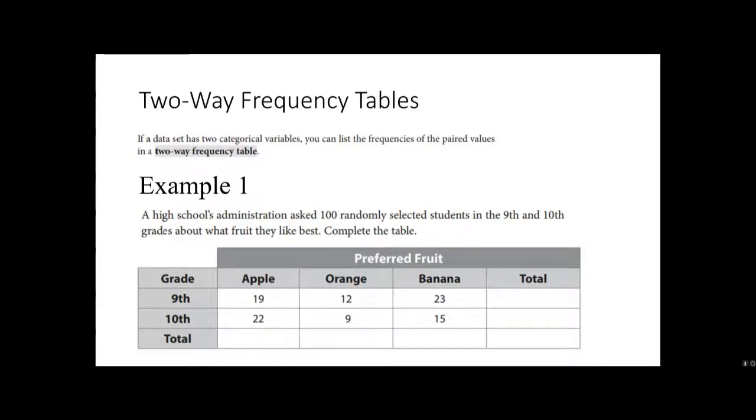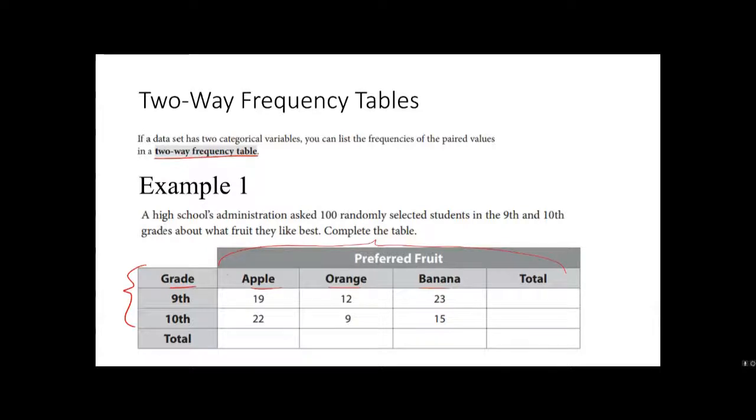All right, so two-way frequency tables. I know you're looking below going, whoa, that's a lot of information. Yeah, it is. All right, so basically, if a data set has two categorical variables, you can list the frequencies of the paired values in a two-way frequency table. Okay, so they call it two ways because you have one way right here. Okay, those are the grade levels. And then you have another way right here, which is the options of fruit. This is what we consider two-way. All right, you have two things going on: their grades and the type of fruit.